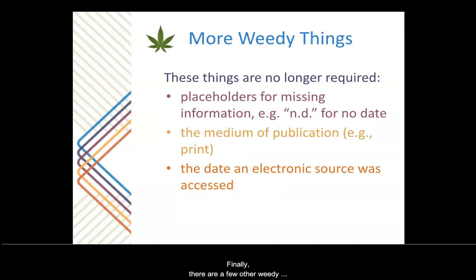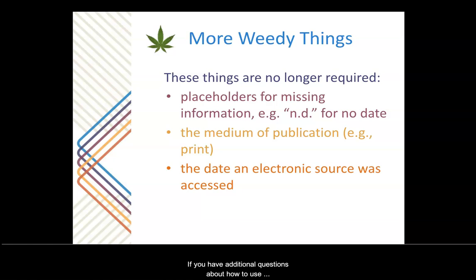Finally, there are a few other weedy things that you might need to think about. These are the things that MLA used to require and no longer does. For instance, you don't need to put n.d. for no date if there's no date. You no longer need to include the medium of publication or the date that an electronic source was accessed.